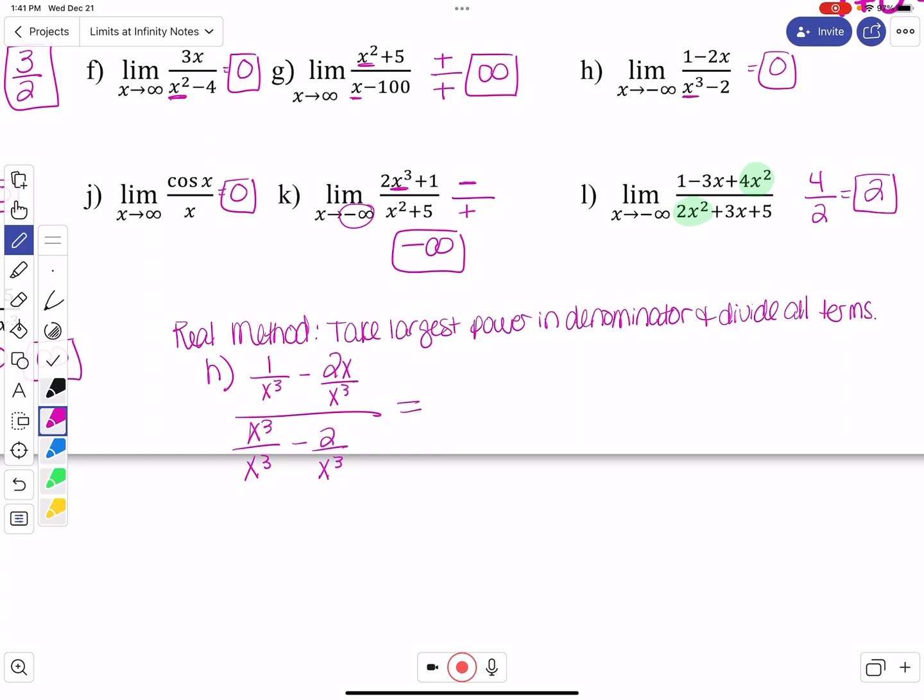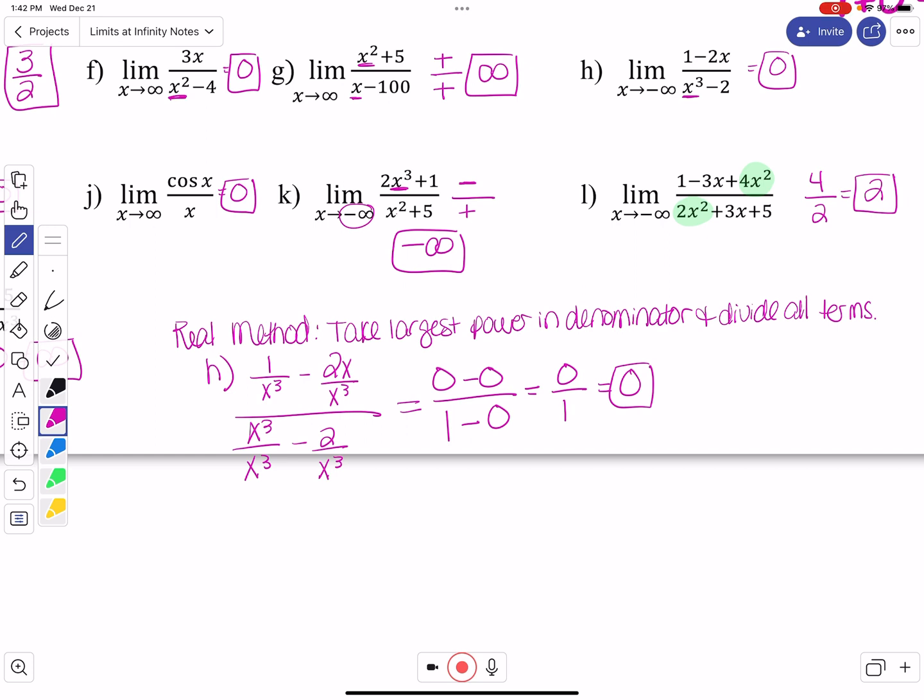Well, 1 over x cubed, using that same rule, is going to go to 0. And then 2x over x cubed, if I'm doing infinity there, that's going to go to 0. And then x cubed divided by x cubed is going to be 1. And then 2 over x cubed is also going to approach 0. So I have 0 over 1, which comes out to be 0. So we do all those steps to get to 0.